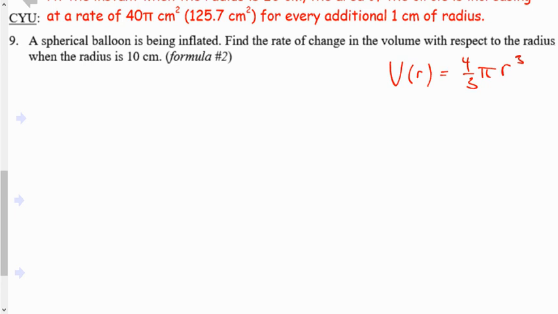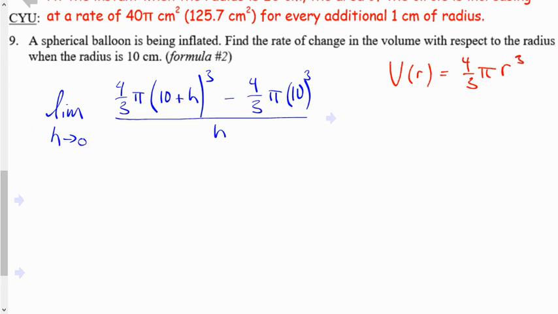We're asked to use formula 2. And again, we want to be flexible to be able to use either formula, so it's good to practice with both. So here we have 4/3 pi times the radius squared. So this is the V of r, or V of 10 plus h, minus the V of 10, the volume at a radius of 10. And it's all over h.